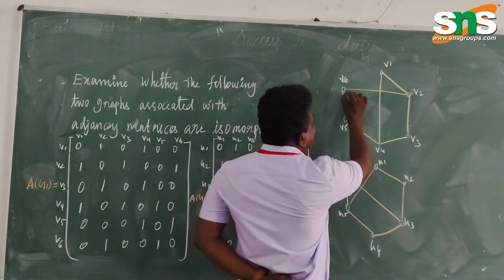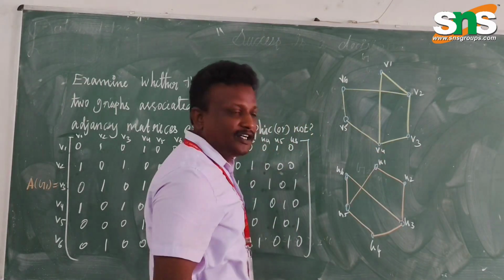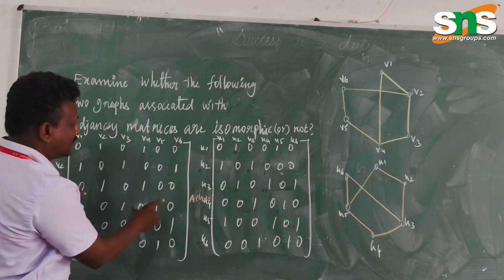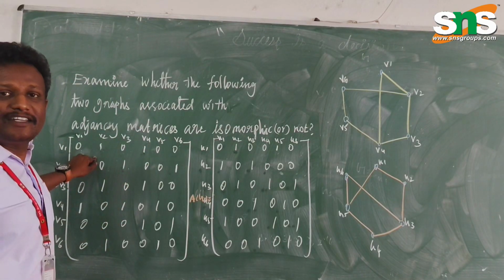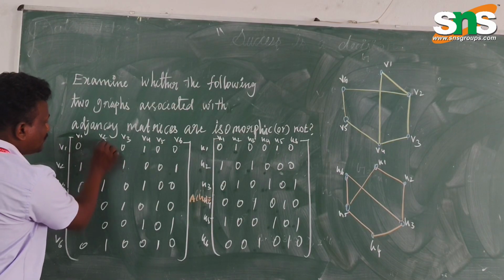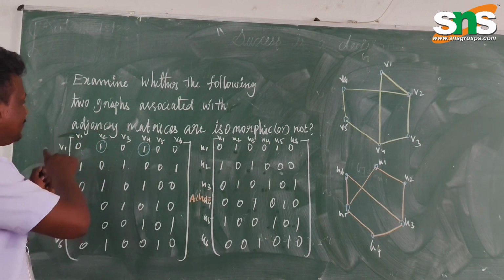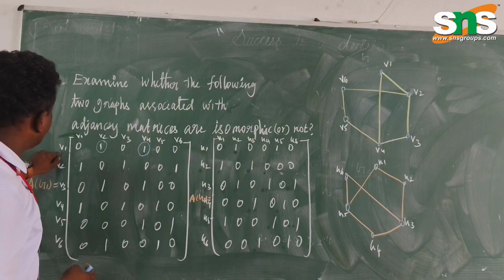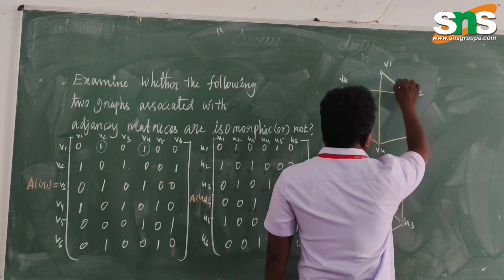First, let me plot 6 vertices: vertices 1, 2, 3, 4, 5, 6. After that, we are going to draw the edges. The adjacency information is given here. Based on this information, I am going to connect the vertices. V1 is adjacent to V2 and V4, which means there is an edge between V1 and V2 and between V1 and V4. So here we have V1 to V2 and V1 to V4.